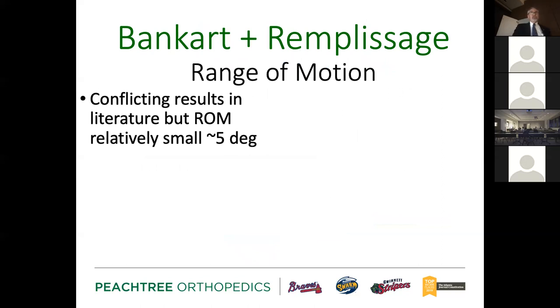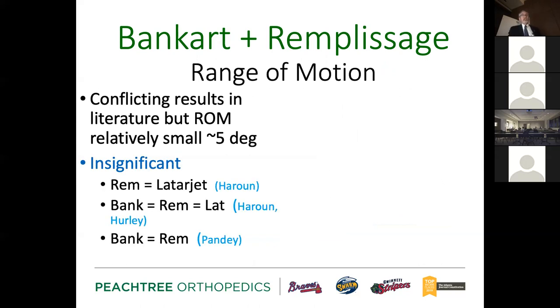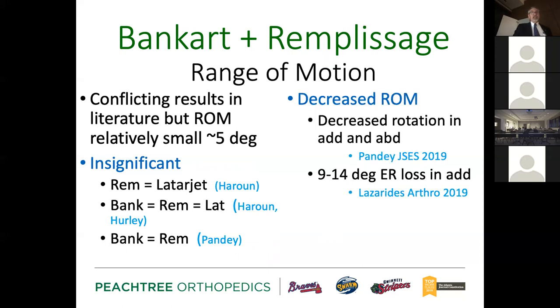So what about range of motion with this? Because you are sewing that greater tuberosity in, you're decreasing the entire arc of the humeral head. What does that do to your motion? Well, there are conflicting results in the literature. It seemed to be relatively small, about 5 degrees of motion, but a lot of different studies showed very similar results between remplissage, Latarjet, and Bankart repair on their own. So it's kind of mixed results. There does appear to be decreased range of motion in a couple of studies, basically in rotation, but not significant.